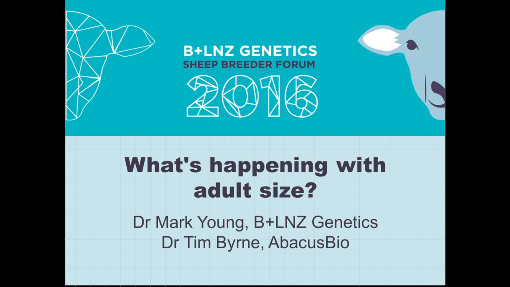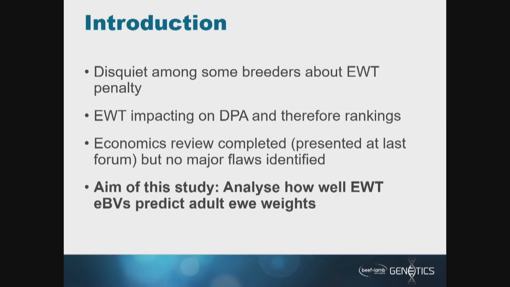So this talk is about how well ewe weight EBVs are predicting actual ewe weight phenotypes on ewe lambs, depending on what the ewe weight BVs are calculated from. Over the last few years there's been a fair bit of discussion, I've called it disquiet, about the ewe weight penalty and the influence that the dual-purpose adult size sub-index has on the overall index and therefore the ranking of animals. At the last forum I presented the work that I've done on the ewe weight economic value, and there was a review done of that by Massey, and there weren't any major flaws identified.